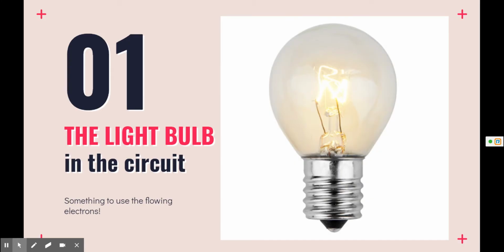The light bulb in the circuit is something to use the flowing electrons. The light bulb acts as a resistor. It slows down the current, the flow of electrons, and anything that slows the current or the flow of electrons in the circuit we call a resistor.